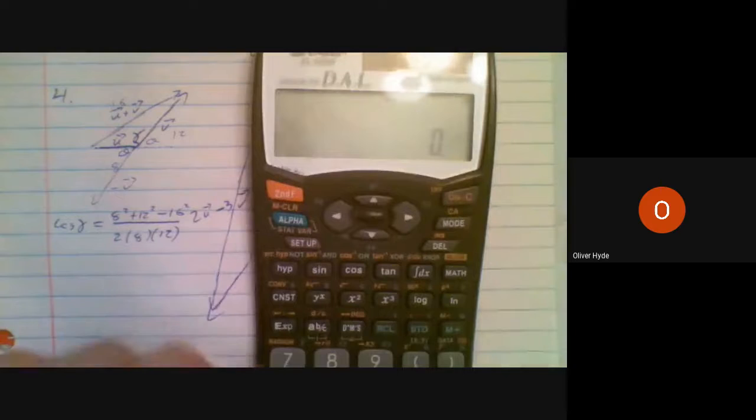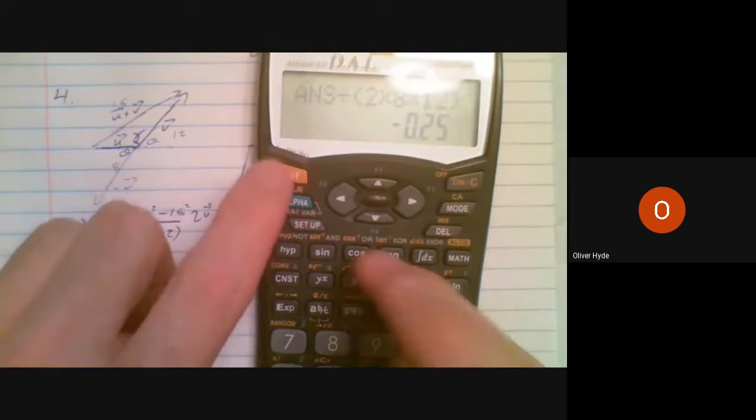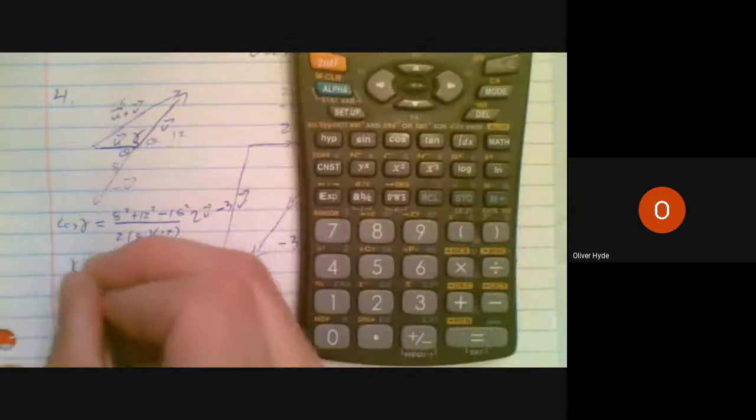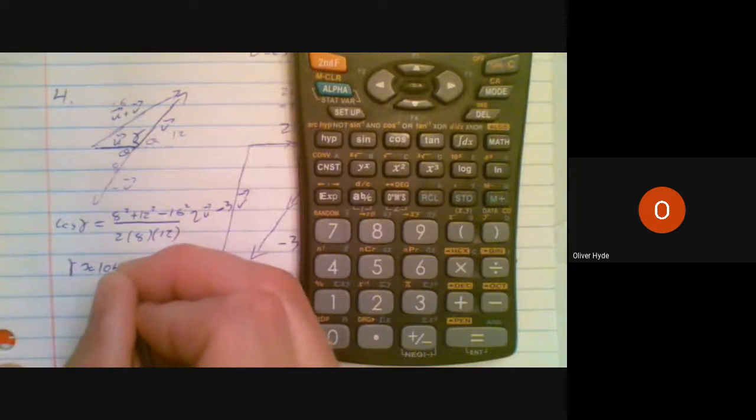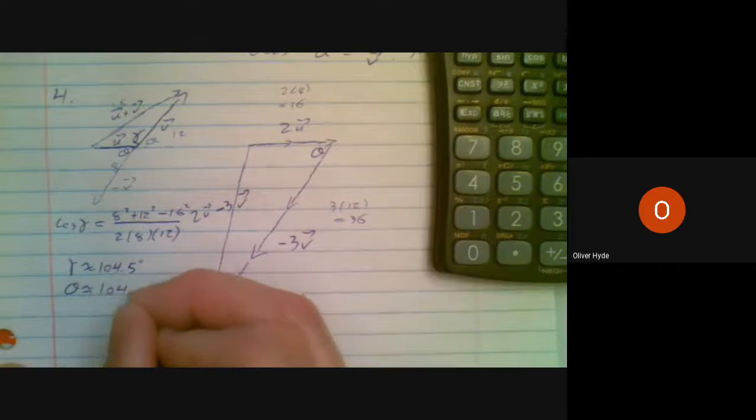So over here, I'll say that the cosine of gamma is going to equal 8 squared plus 12 squared minus 16 squared, all over 2 times 8 times 12. What time is it? It's calculator time. 8 squared plus 12 squared minus 16 squared divided by 2 times 8 times 12. Inverse cosine of that. Gamma is about 104.5 degrees. Okay. That means that theta is going to be the supplement of that.